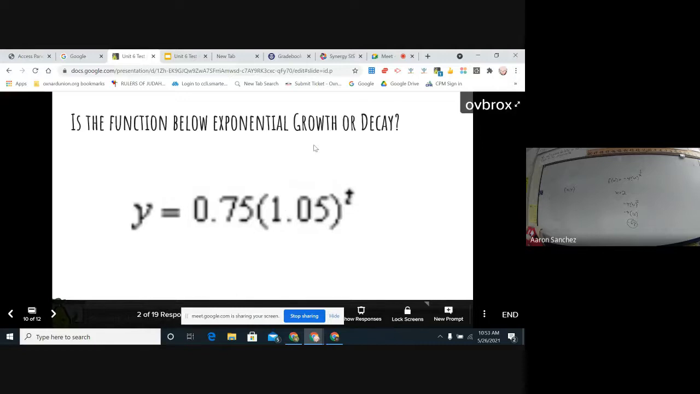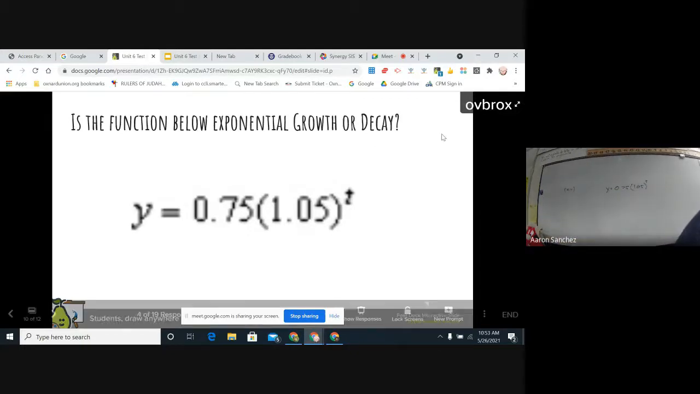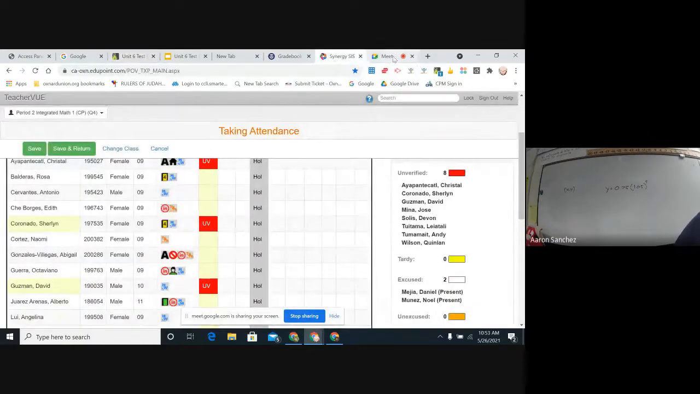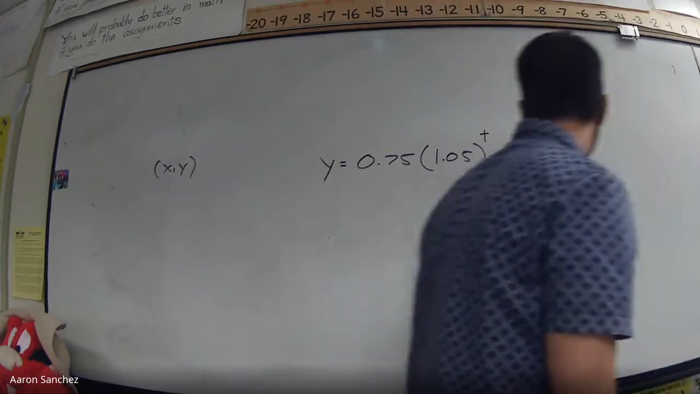Okay, let's see. Is this exponential growth or decay? Now, it has to do with this number here. Let me write it on the board. Is this exponential growth or decay? Times 1.05 raised to the x power. Now, or t, this one's raised. Okay, Noel, is this linear or exponential, this equation? That's correct. Very good. All right. Now, is this an exponential or a linear equation? Antonio, what do you think? Is this exponential or linear?